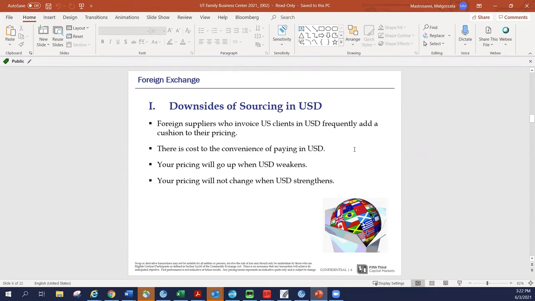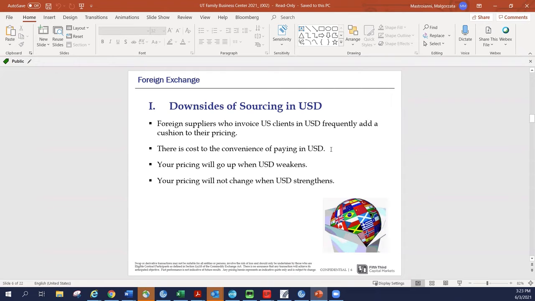So if the US dollar weakens, as an example, your price is going to go up. If the US dollar strengthens and that supplier is getting more of their local currency units per $1 US dollar, they will not adjust the pricing lower unless, of course, our client brings it up. So again, a lot of times there's a cushion included because when you're sending US dollars overseas, that payment still needs to be converted to the local currency of the supplier.